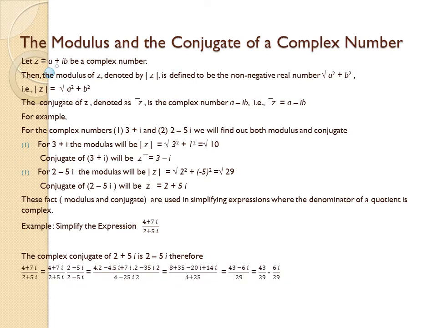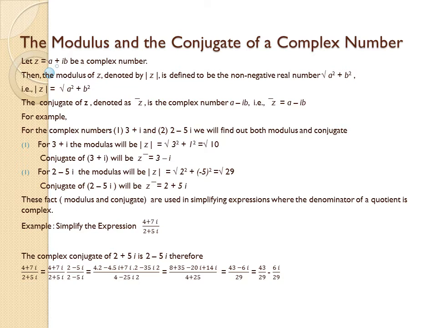So let's see how. So (4 plus 7i) divided by (2 plus 5i), I am multiplying both the numerator and denominator with the complex conjugate of 2 plus 5i, that is 2 minus 5i. So just simply multiplying it: 4 into 2, 4 into minus 5i, plus 7i into 2, minus 7i into 5i, divided by... In the denominator it is a plus ib into a minus ib, so a square minus b square, so 4 minus 25i square.